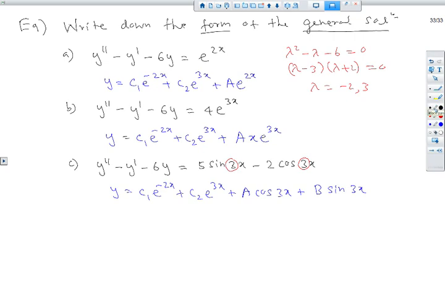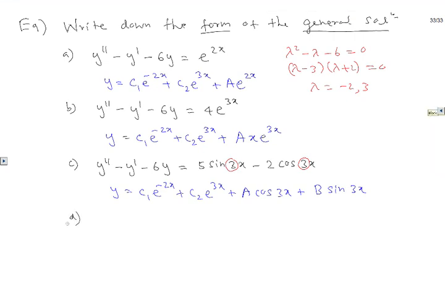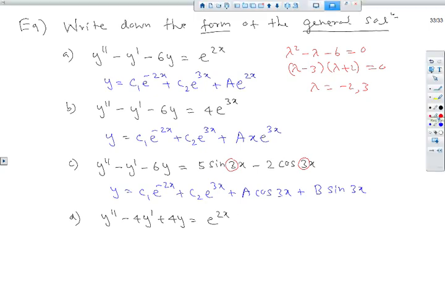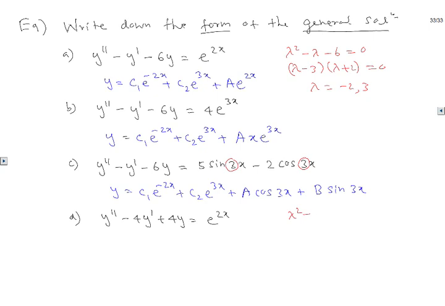And the next one, d: y double prime minus 4y prime plus 4y equal e to the 2x. The differential equation changed, so let's write the new characteristic equation. It is lambda squared minus 4 lambda plus 4 equals 0. This is lambda minus 2 squared equal to 0. That means lambda equal to 2. But unfortunately that's exactly a match with that.